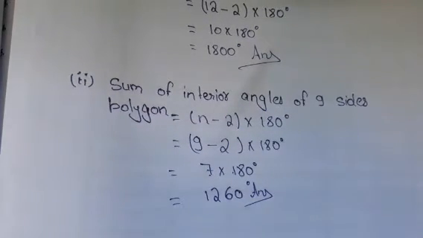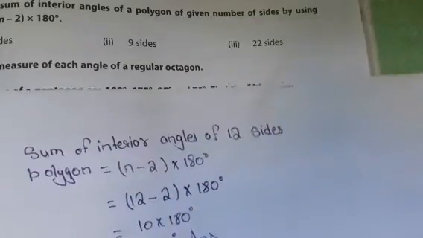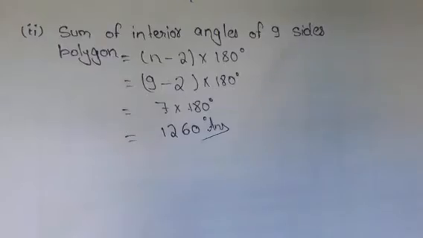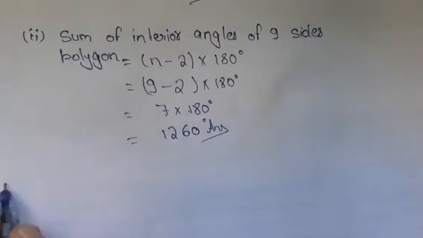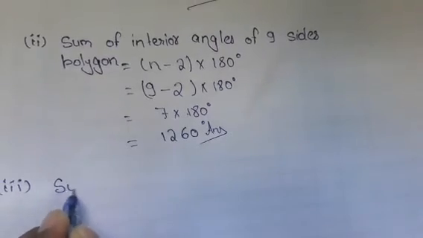Okay, now we see the next question. How many sides? 22 sides. Again we put the formula. Firstly we mention the question number, we write the same thing.